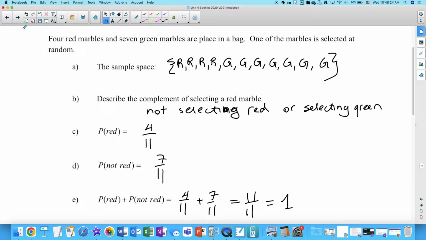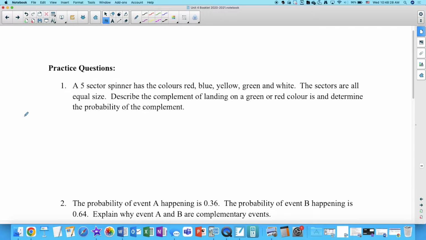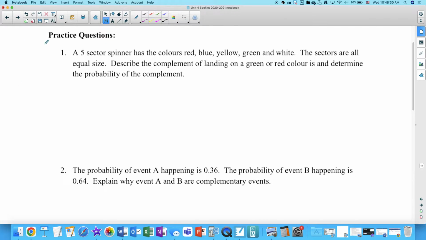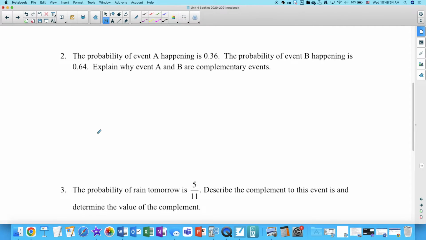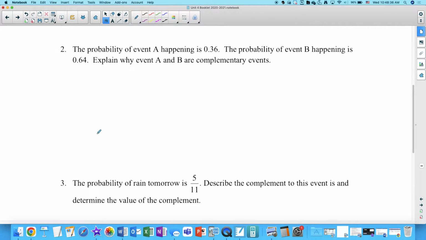Let's jump ahead a little bit. And in fact, I think I want to skip this one. Let's take a look at this guy. The probability of event A happening is 0.36. The probability of event B happening is 0.64. Explain why A and B are complementary events. How could we know? Yeah, their probabilities add up to 1.